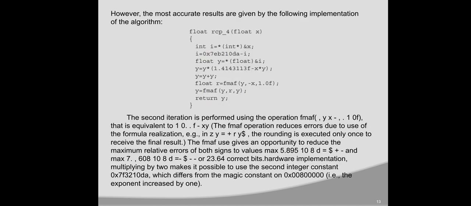However, the most accurate results are given by the following implementation of the algorithm. The second iteration is performed by using the operation fmath. The fmath use gives an opportunity to reduce the maximum relative error on both sides to value max 5.89510.